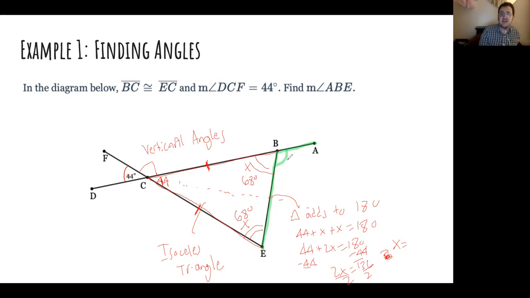And then I could say that this last part here, I have a linear pair. And I'm going to add X plus Y. I'll call this angle Y, just to kind of have like a variable, is 180. So I have 68 plus Y equals 180. And I'm going to do 180 minus 68 to get a total of 118.